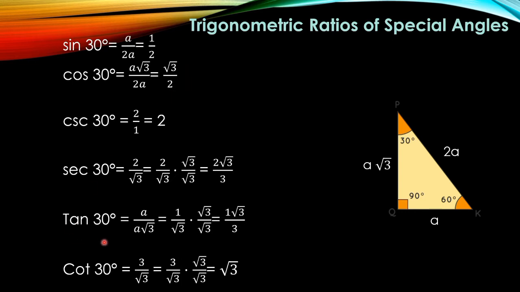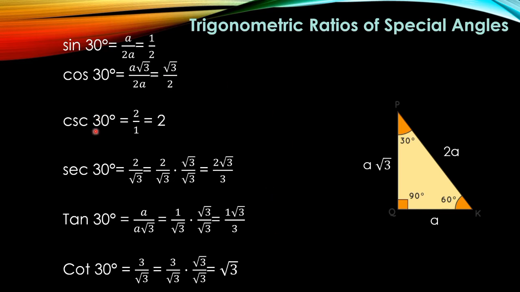Next, tangent 30 degrees. Tangent is opposite over adjacent. So that is A over A the square root of 3. Cancel yung A. So yung matitira sa taas ay 1. So that is 1 over the square root of 3. Rationalize by multiplying both the numerator and the denominator by the square root of 3. So 1 times the square root of 3, that is the square root of 3. The square root of 3 times the square root of 3, that is the square root of 9. And the square root of 9 is 3. So, tan 30 degrees is equal to the square root of 3 over 3.